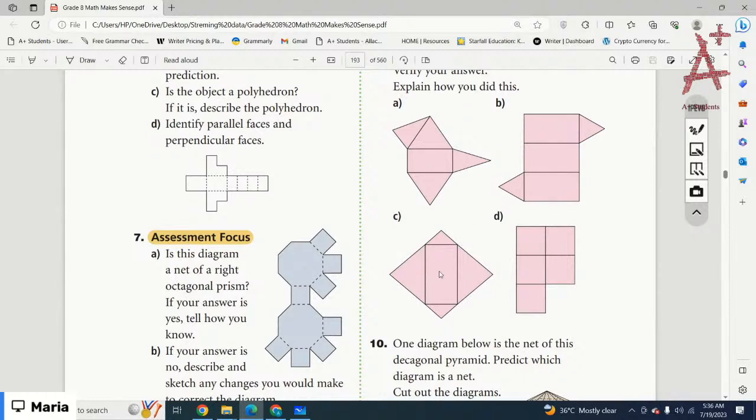C is not a net. C and D are not nets, just A and B are the nets. Got it?